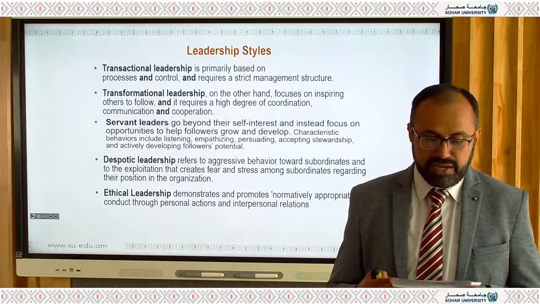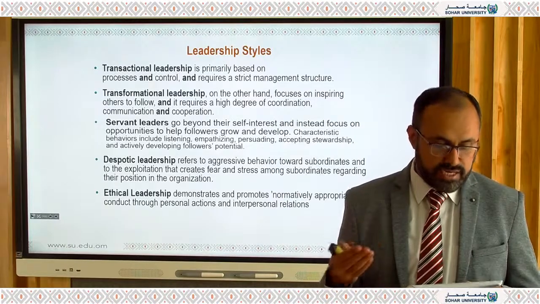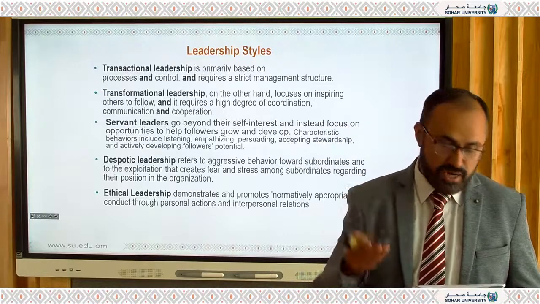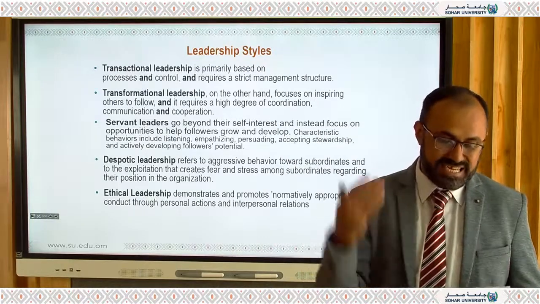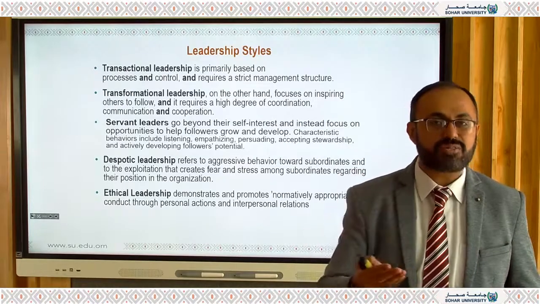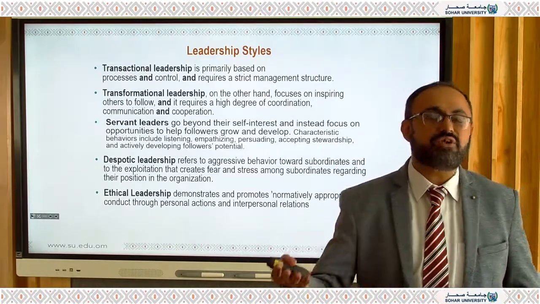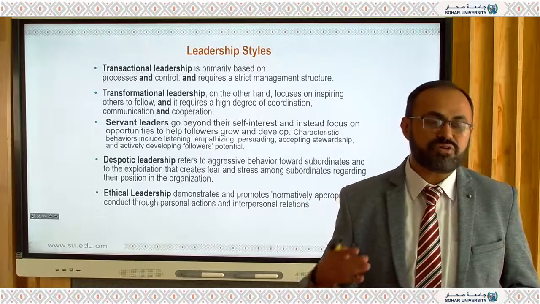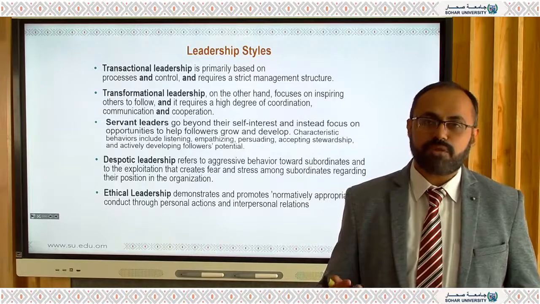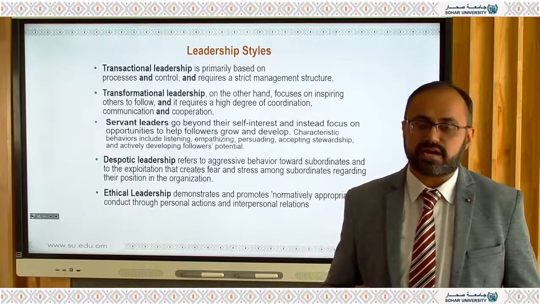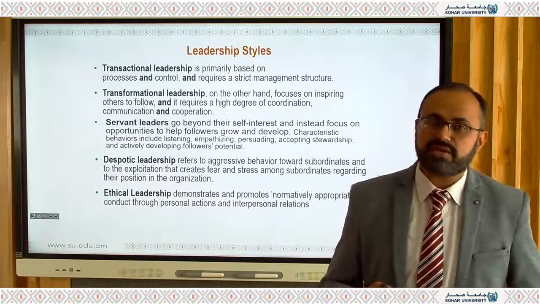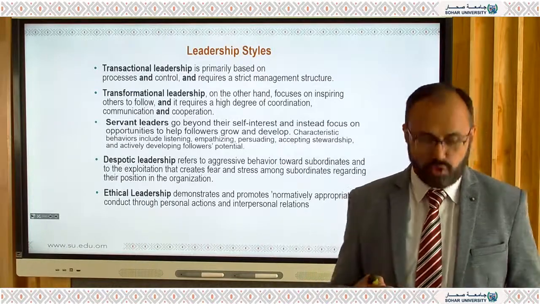For example, it refers to aggressive behavior towards subordinates. These are the despotic leaders. They actually exploit the employees and they create fear and stress among the subordinates. They represent that they are the full authority. They try to take advantage of the work of others. So try to be aware of such despotic leaders, and if any problem happens you can report to HR in this regard, and you should try to avoid such a leadership style while you are managing some organization in Oman.